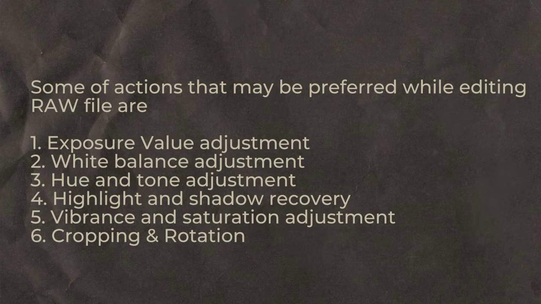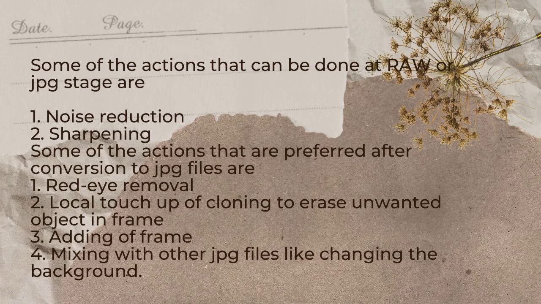Some of the actions that may be preferred while editing a raw file are exposure value adjustment, white balance adjustment, hue and tone adjustment, highlight and shadow recovery, vibrance and saturation adjustment, cropping and rotation. Some of the actions that can be done at the raw or JPEG stage are noise reduction and sharpening.